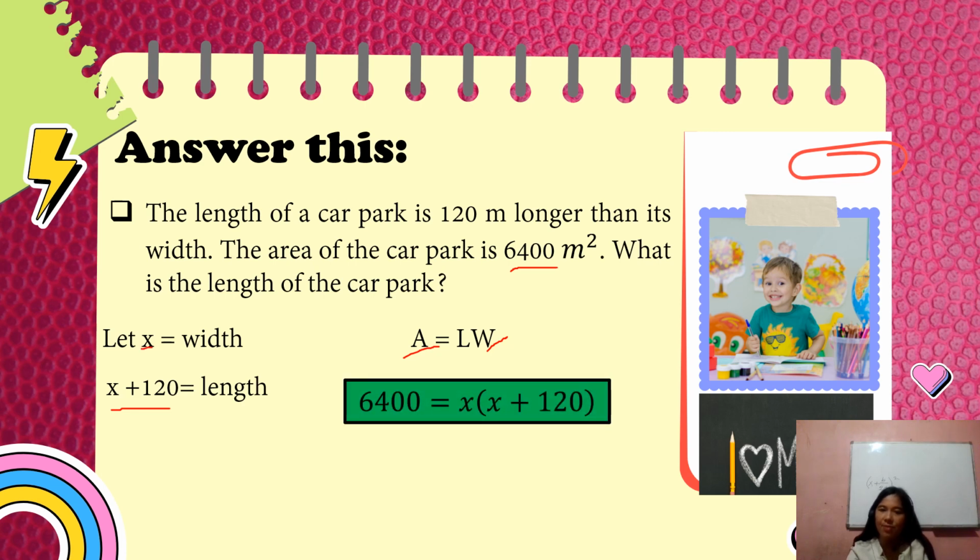Our formula will be 6,400. Nag-switch lang ako dito. This is width times length. Okay? Pero okay lang yan kasi 'di ba pag multiplication pwede siyang mag-commute. Okay? So here, mag-multiply ka na, 'di ba? Meron pang distribution dito so x squared. Tapos i-times mo siya, x times x is x squared. X times 120 is 120x. Yan. And then of course, proceed with writing this into the standard form.